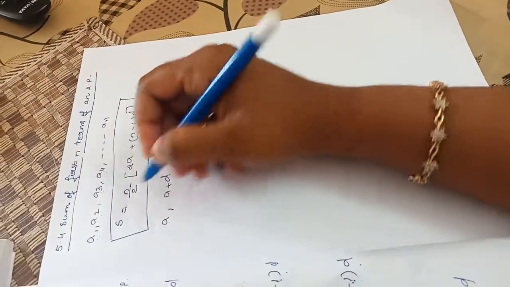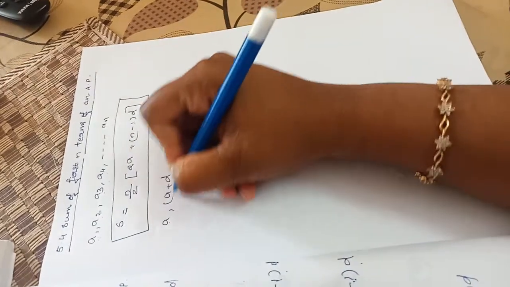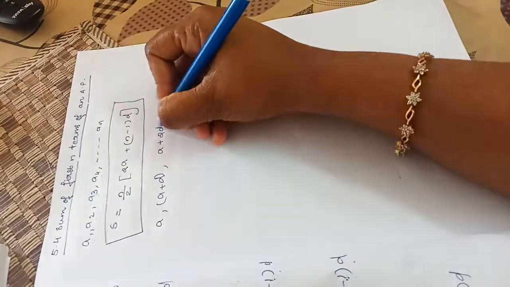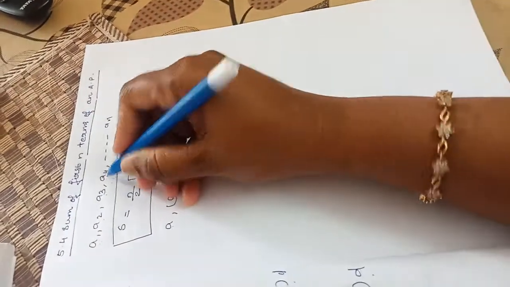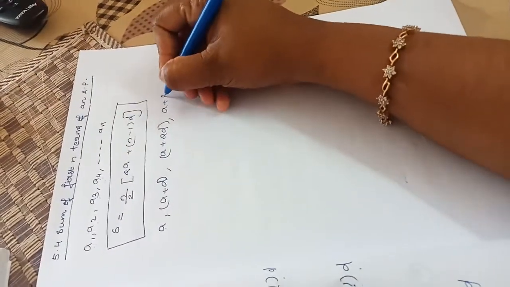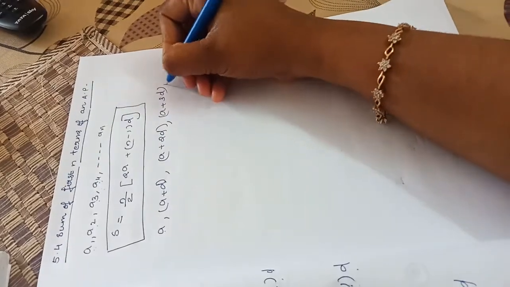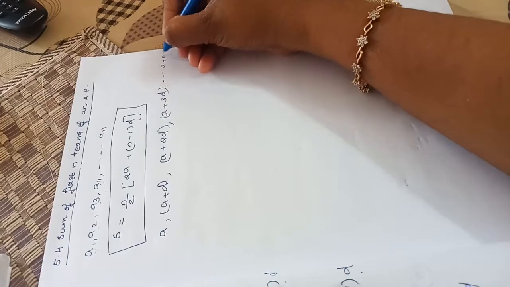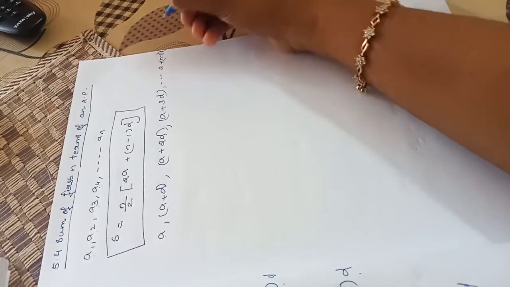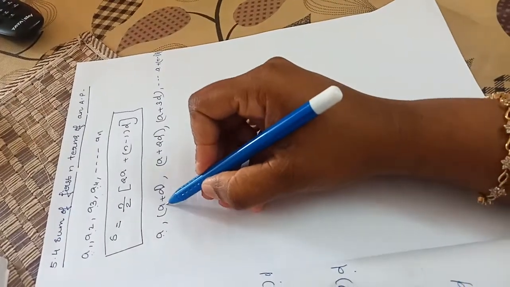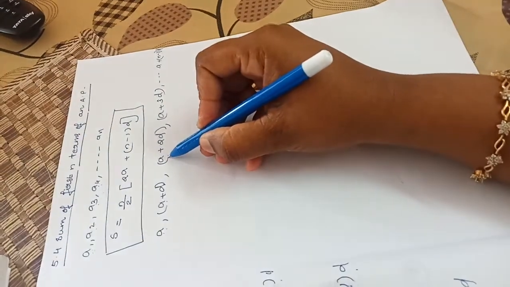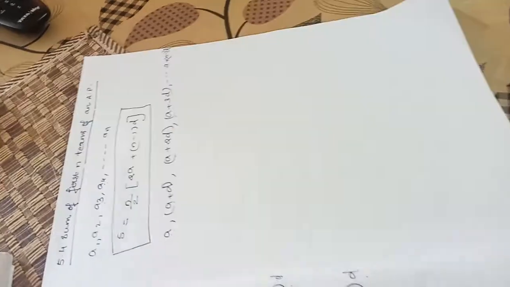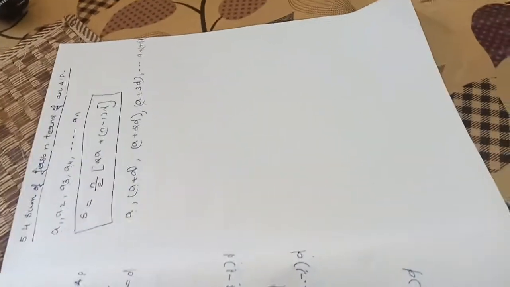Third term a3, we can denote it as a plus 2 times of d, right? Fourth term a plus 3 times of d, right? And nth term a plus n minus 1 into d. So the first term a, second term a plus d, third term a plus 2d, fourth term a plus 3d, till a plus n minus 1 into d, the nth term I denoted here.